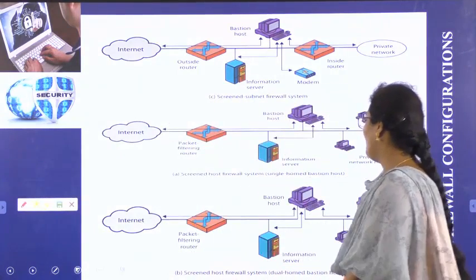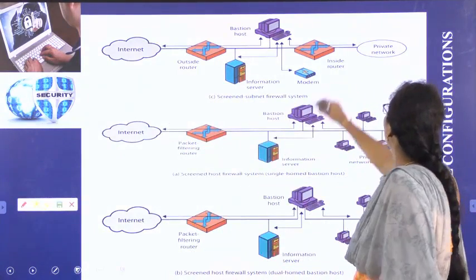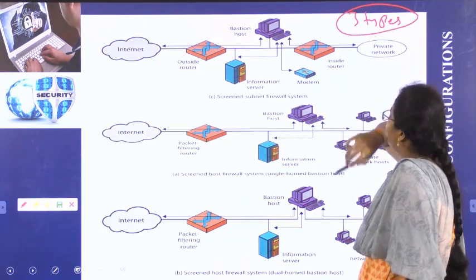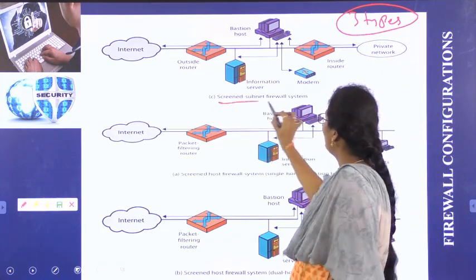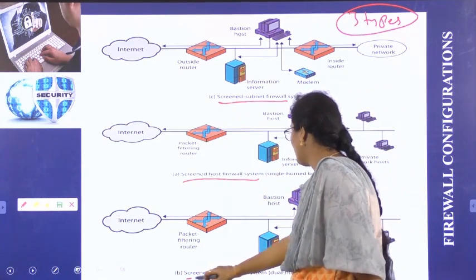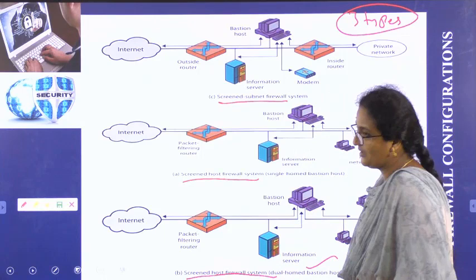So firewall configurations, we have three types of firewall configurations. First one, screened subnet firewall, screened host firewall, screened host firewall with dual home base station.